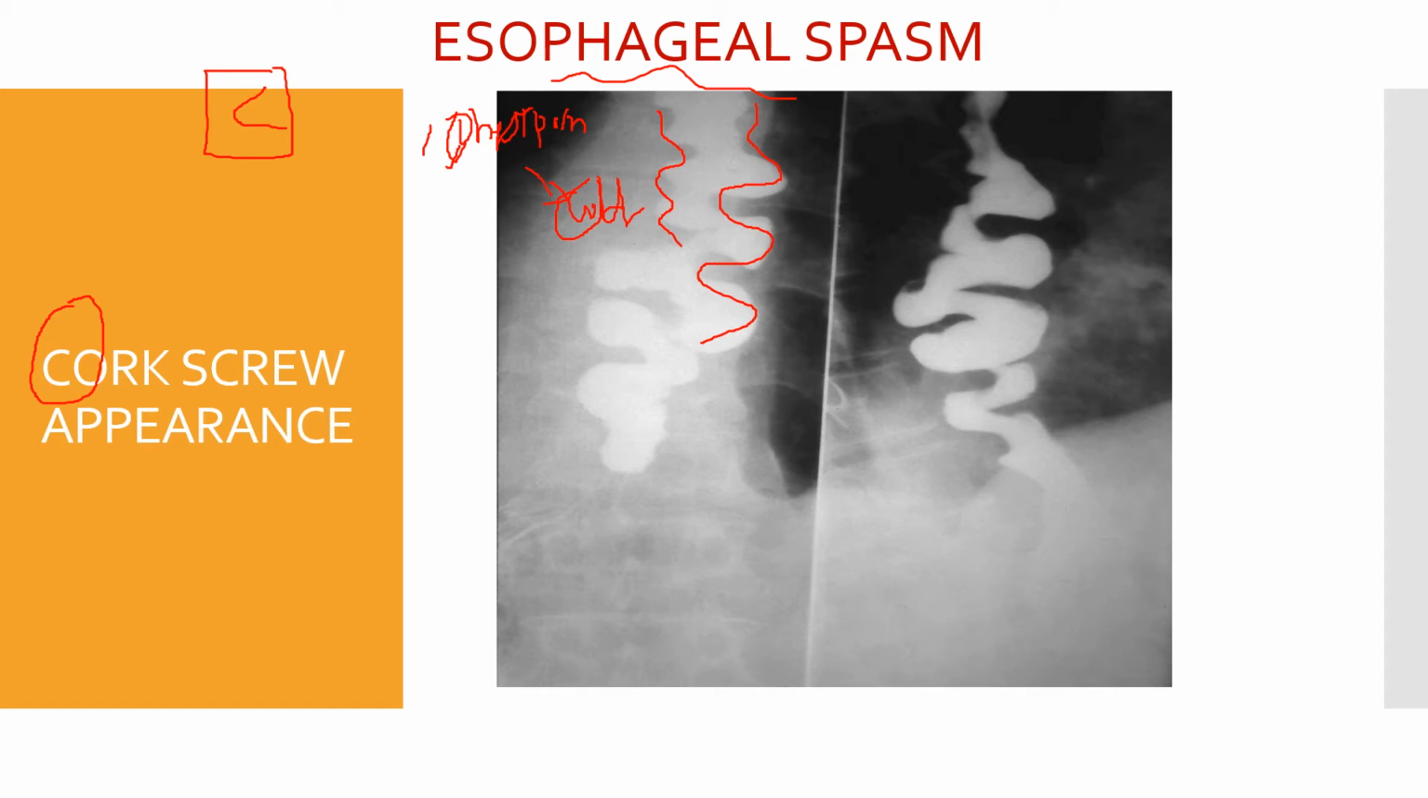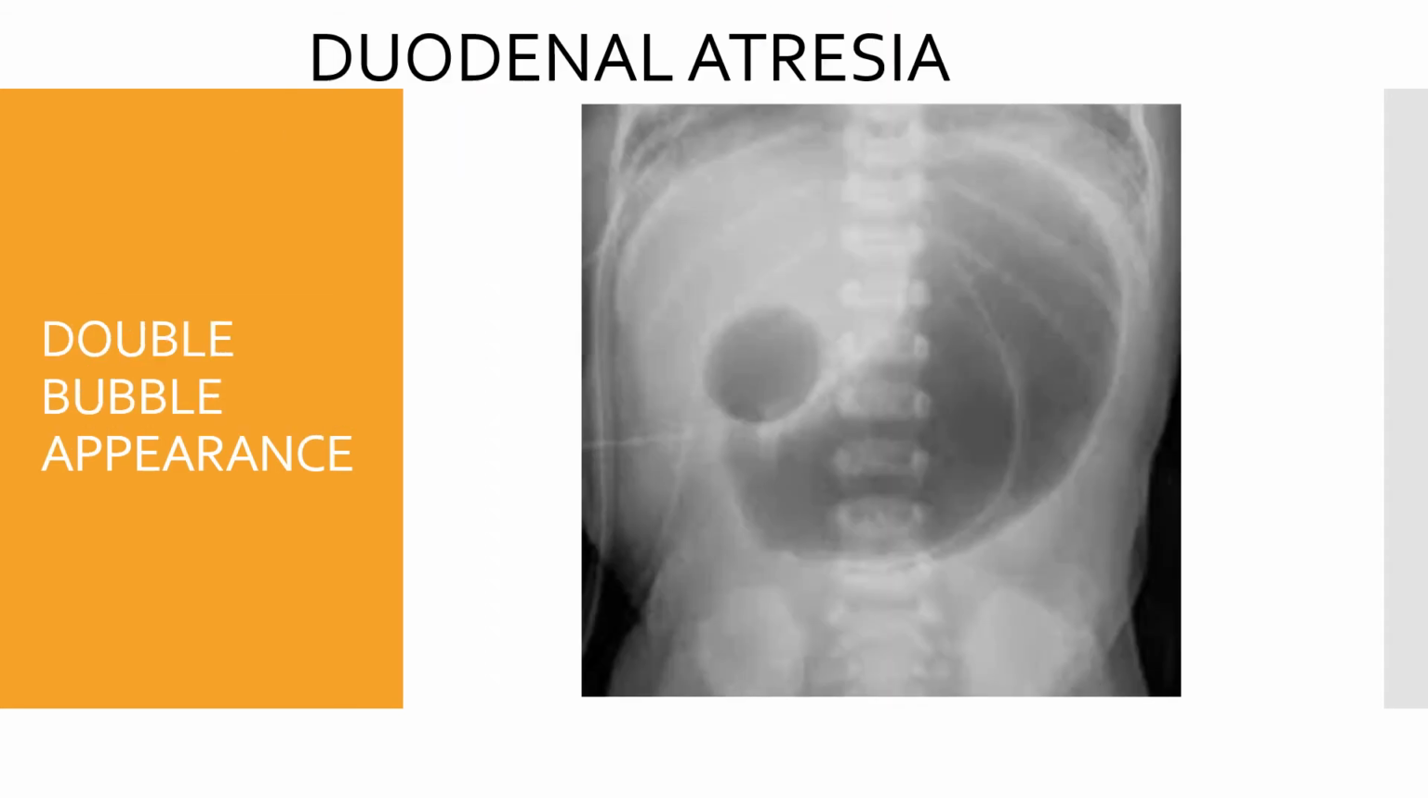Next topic is duodenal atresia. Duodenal atresia is basically a congenital condition. As the name suggests, the duodenum will not be developed. In utero itself the development of the duodenum is affected, and this condition is usually associated with Down syndrome.